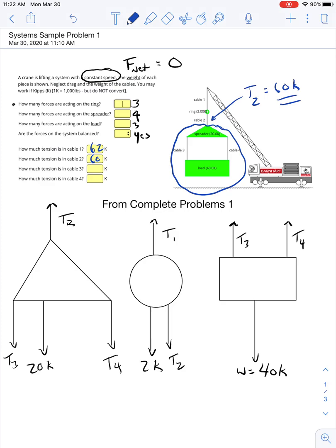How much tension is in cable 3? Well, cable 3 is supporting half of the load. Cable 3 and cable 4 together are each doing half of the work of holding up the load, which is 40K. So each of them has 20K of tension.